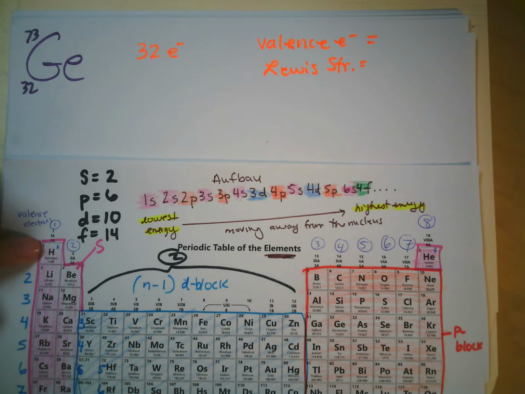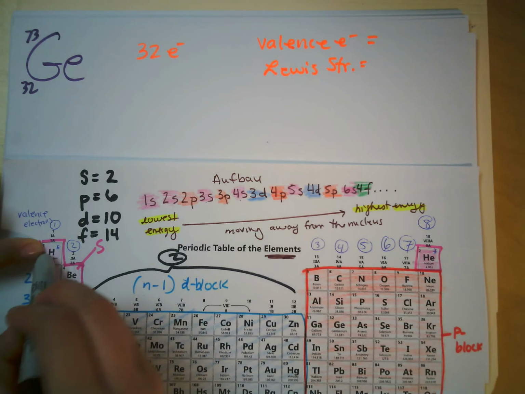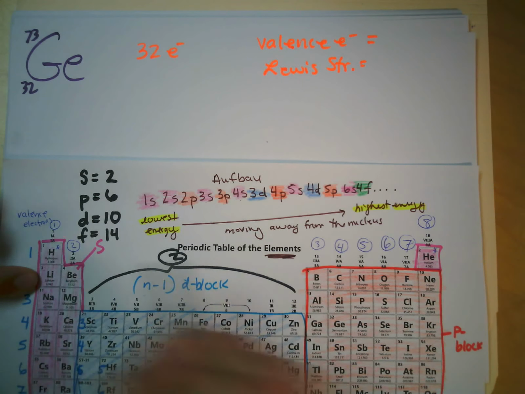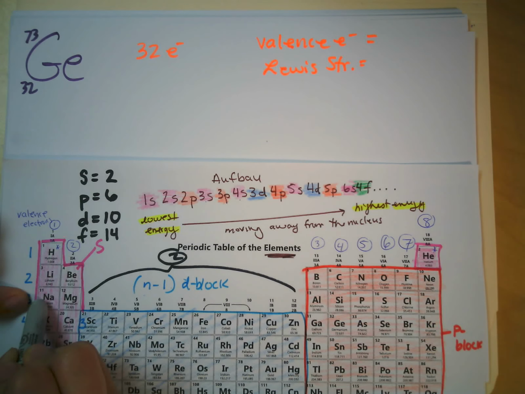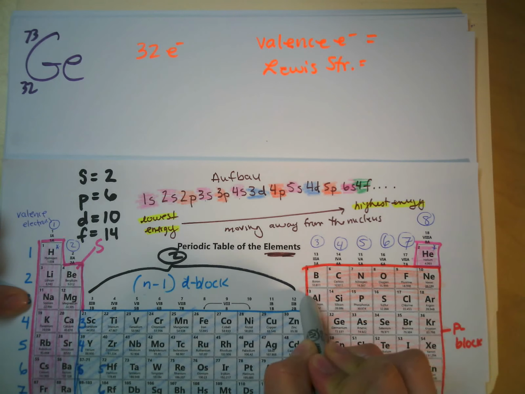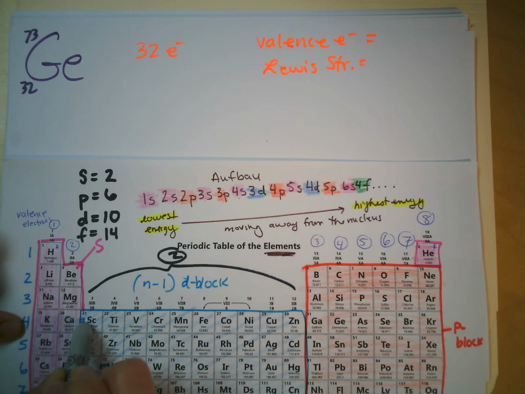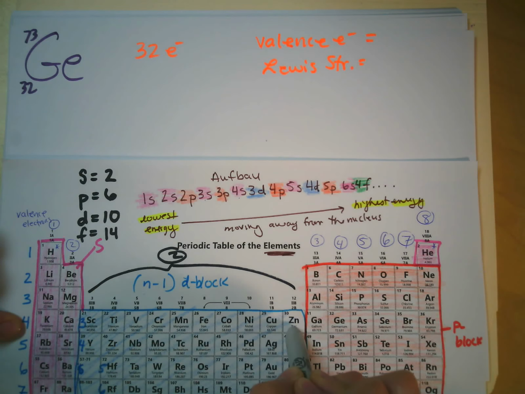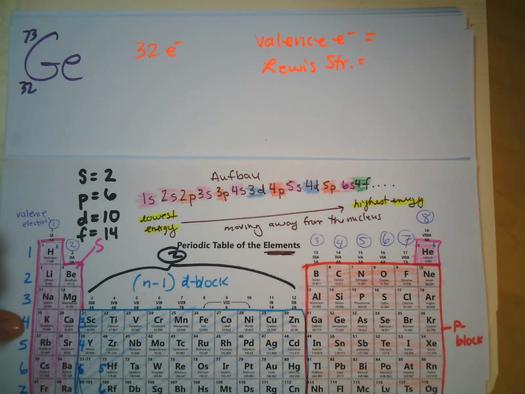So you can use the periodic table and kind of figure it out, and then you can use the sequence to help you. 1s2, 2s2, 2p6, 3s2, 3p6, 4s2, 3d10, back up to 4, 4p2. So we should end on 4p2.